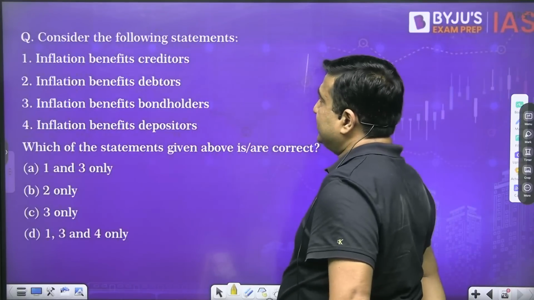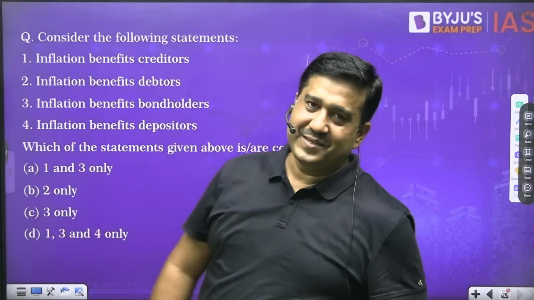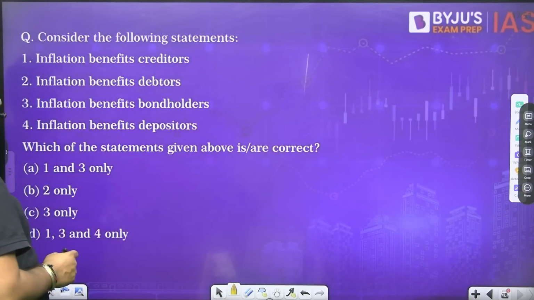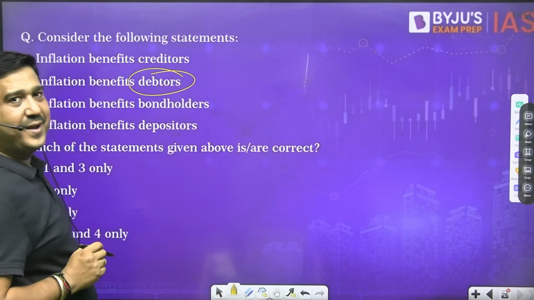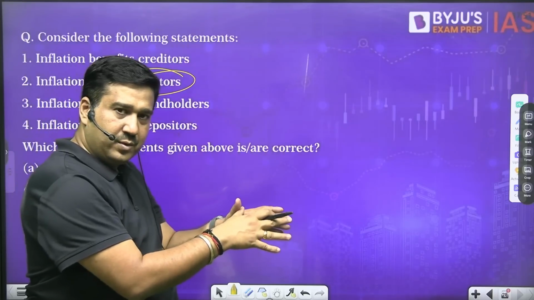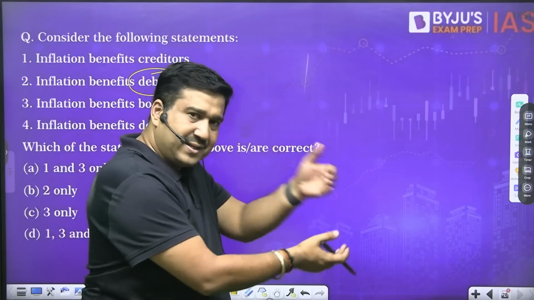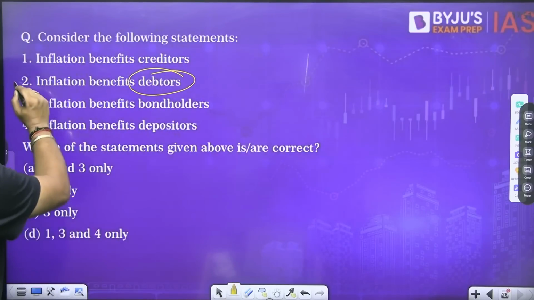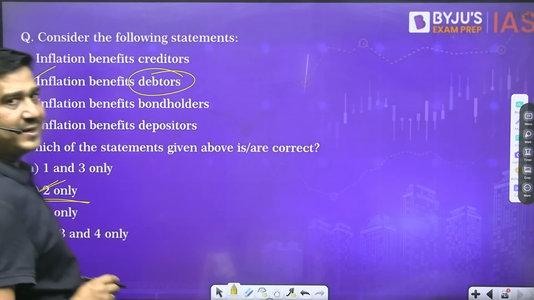Consider the following statements. Inflation benefits creditors. It's a very simple question, asked multiple times. Inflation benefits debtors. Those who take money will remain in benefit because the value of money is going down. Those who are giving money will be at loss because they are receiving less money. So in this question, very simple, option B, only statement 2 is correct.